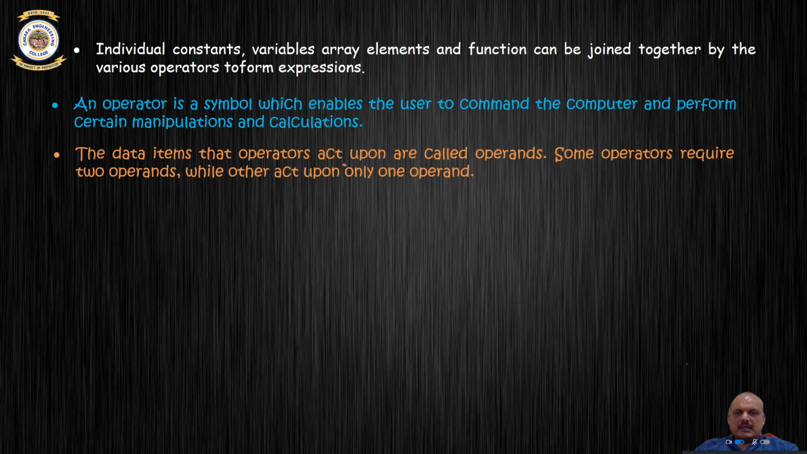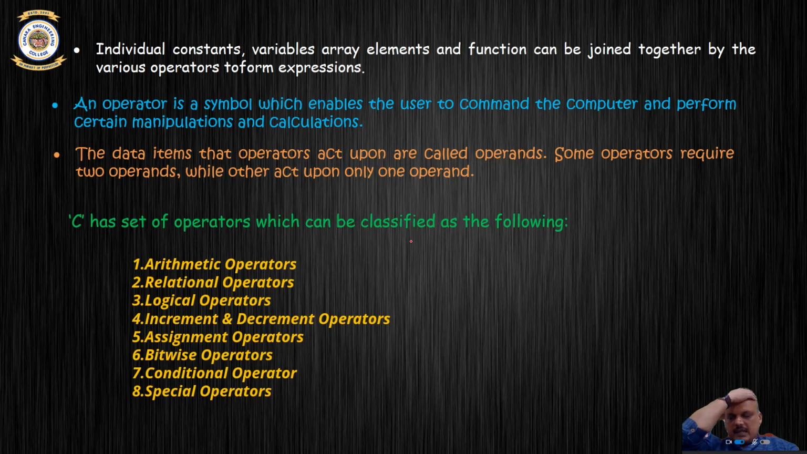Data items that operators can act upon are called operands. So any given operation basically has operators along with the data types. I have the operators and then I have the operands. Some operators require two operands, while others can act only upon one operand. Say for example you have the auto increment or the plus plus operator, which acts upon only one operand. So I can say plus plus a, where a is a variable, and this plus plus operator, that is the auto increment operator, basically increments the value of the variable a.